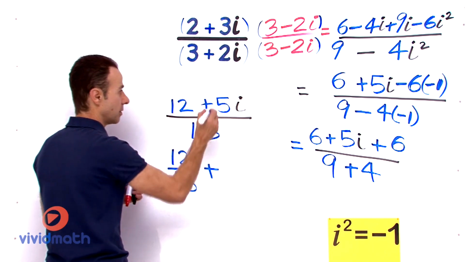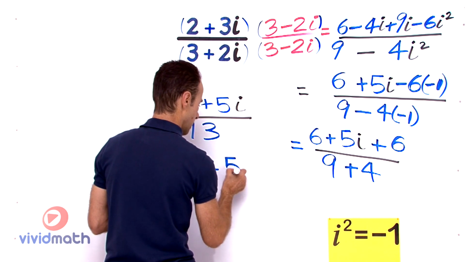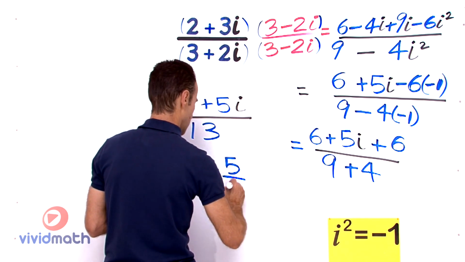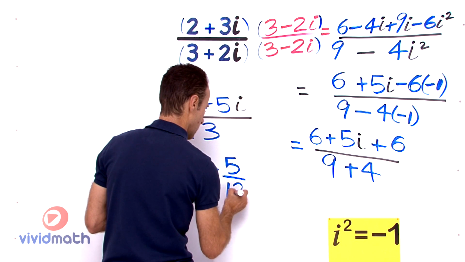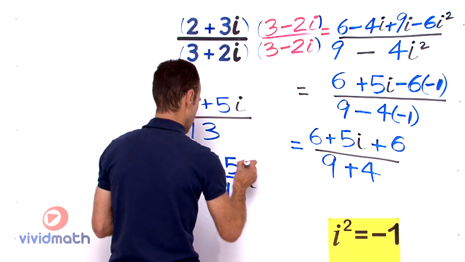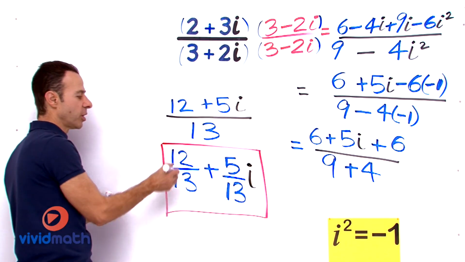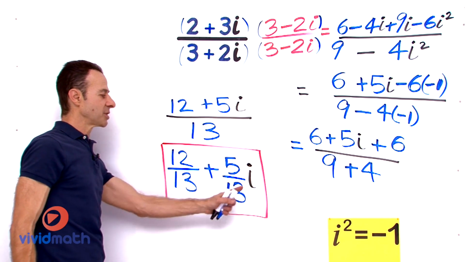Plus 5 on 13. Right. I'll just read it out. 12 on 13 plus 5 on 13i.